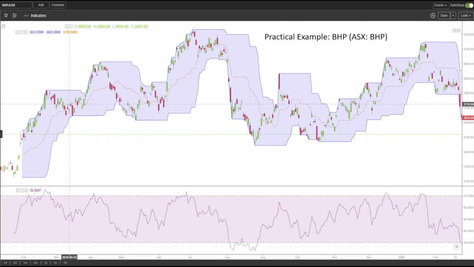So let's take a look at our first practical example, and we're going to be using the stock BHP, ASX code BHP. Now, as we can see through here, there is a lot of movement in the stock, but as you can see, it is relatively sideways trending. I know it goes up and down, but essentially if it held that for a year, then our price is not going to be too different, and I think most people would agree with that.